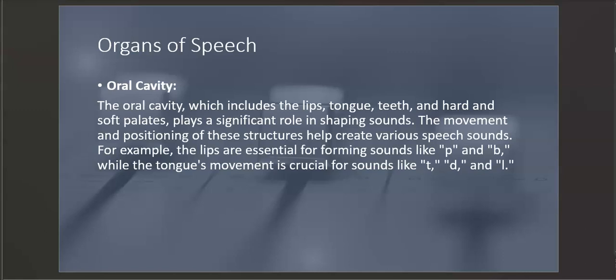For example, when you say P, B, you notice that it's your lips that touch and move and produce this sound, or block the air so that the sound can be produced. When you talk about sounds like T, D, L, you notice that it's the tongue movement. The tongue movement helps you say certain words out loud.